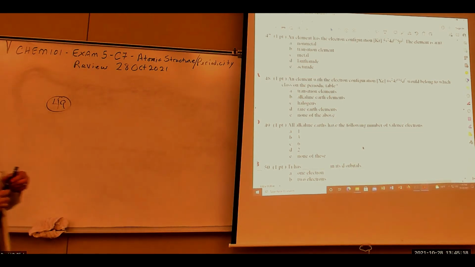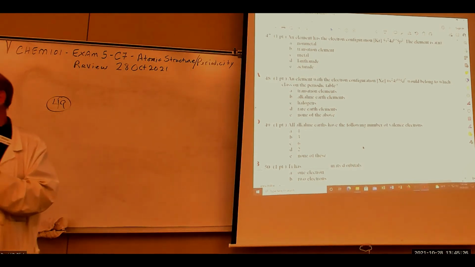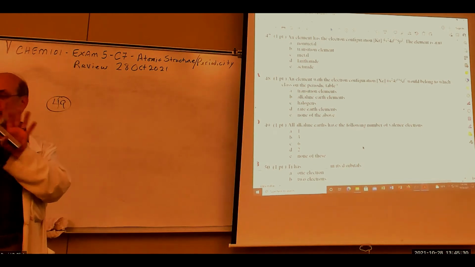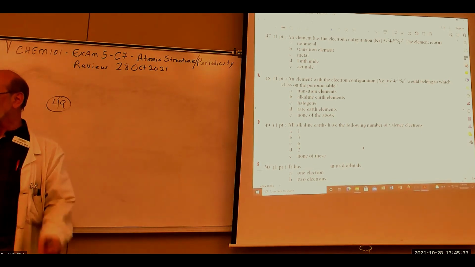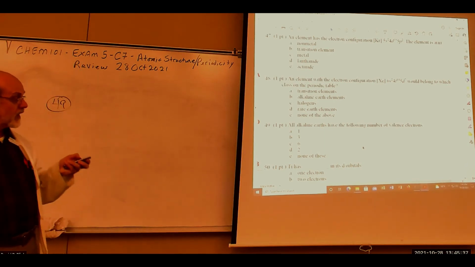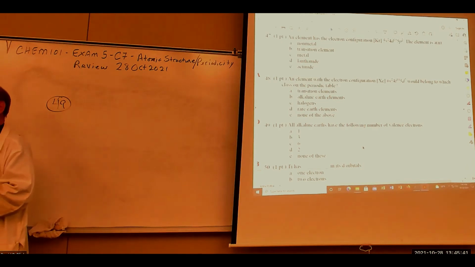All alkaline earths have the following number of valence electrons. Remember when we were writing formulas, right? Type 1 compounds where you just balance the charges, and the metals have fixed charge. This is one of those, alkaline earths. So what do we say was the charge on an alkaline earth?